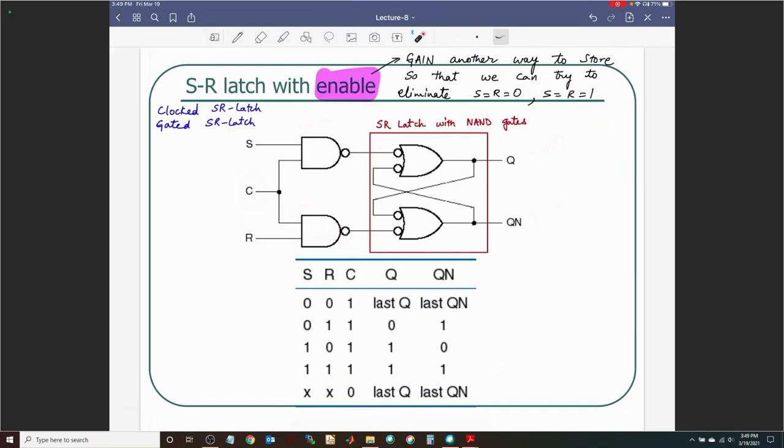Right. So my goal over here is, let us try to eliminate both of these cases so that S and R are never the same. But if I did that, I will lose the store state. So I'll have another way to store things by using this C input. So I want to gain another way of doing this so that eventually I can get rid of S and R being the same.